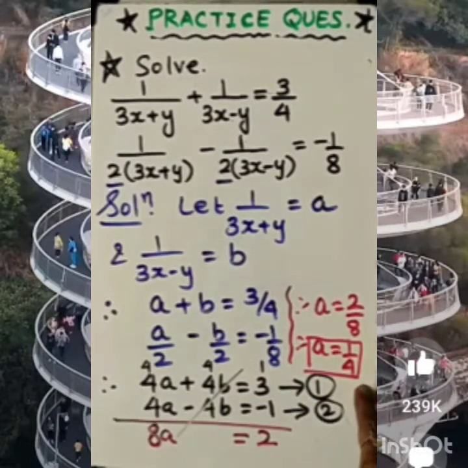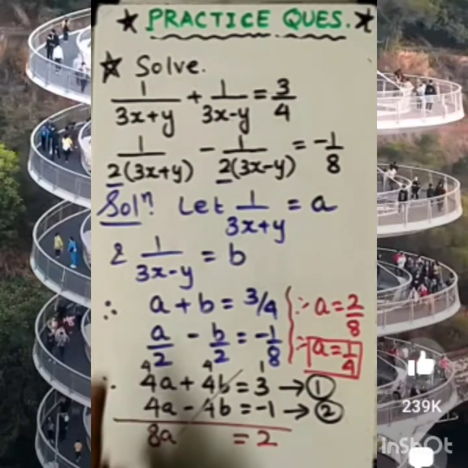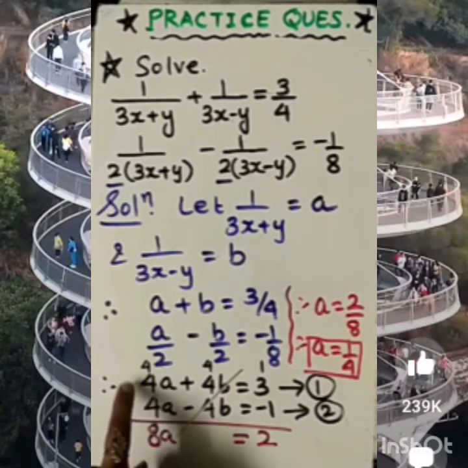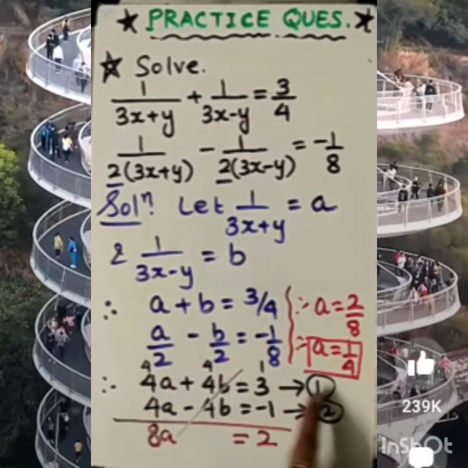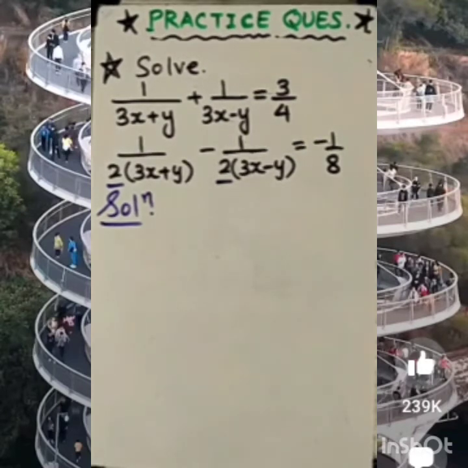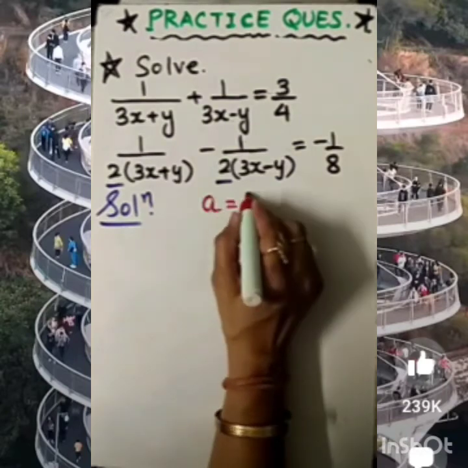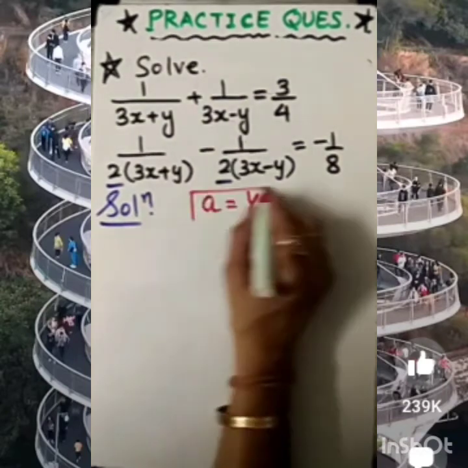Now this value I am going to put in this equation. In this equation also I can put, then it will be easy. So I am moving with equation 1. Fine. Let's see further how to solve. So the value of a equal to 1 by 4 we got. Now we are putting this value.